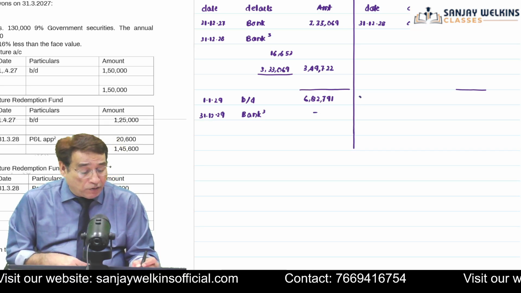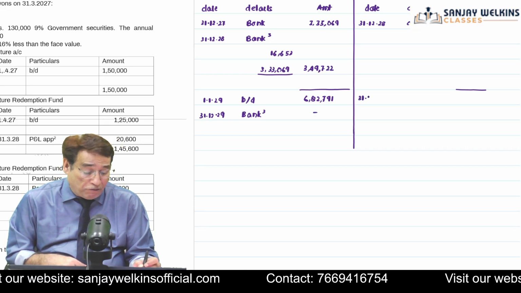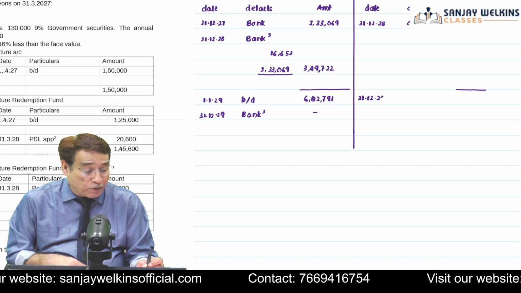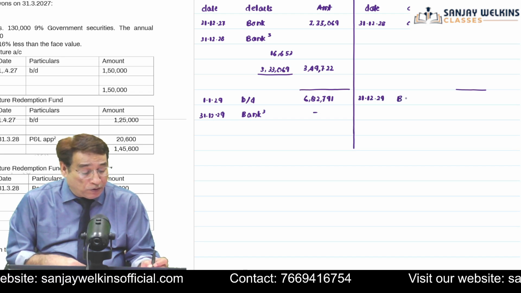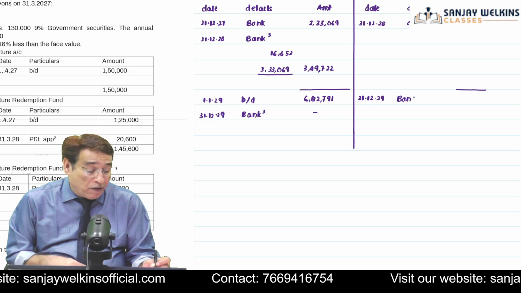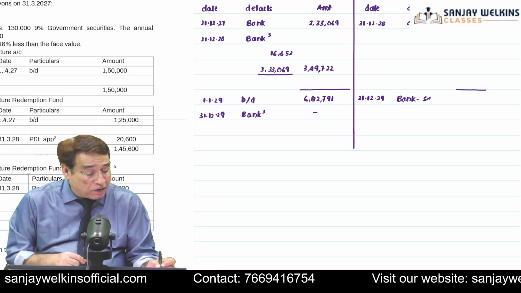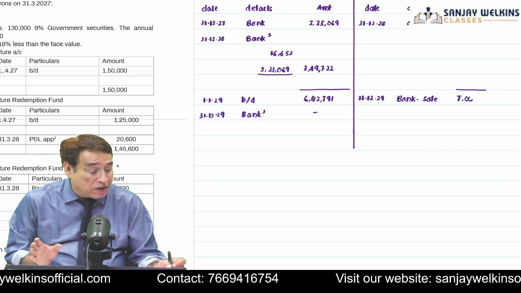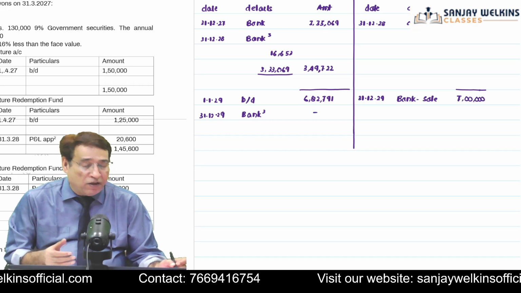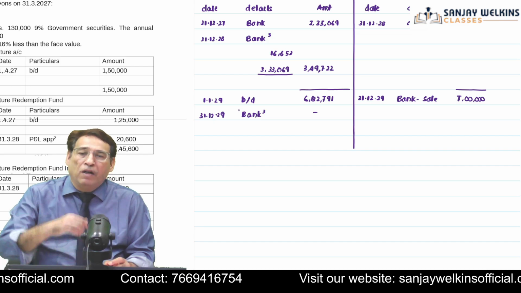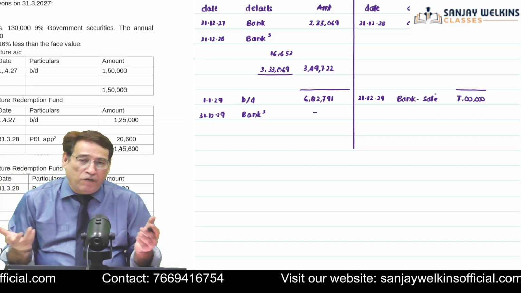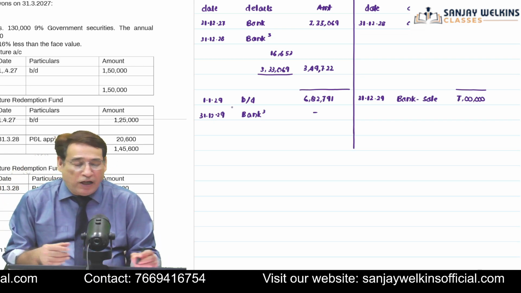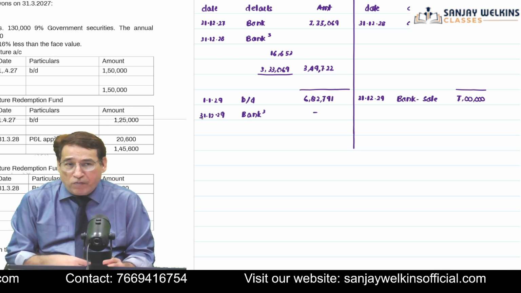Now we are going to move to the credit side of the investment account, and on 31st of 12/2029, I am going to write by bank. That is sale of investment. Now sale of investment is equal to 7 lakh, and here the amount is given clearly. Even in the earlier question, it was given that we sold the investment for 4 lakh, and here it is given that you sold the investment for 7 lakh.